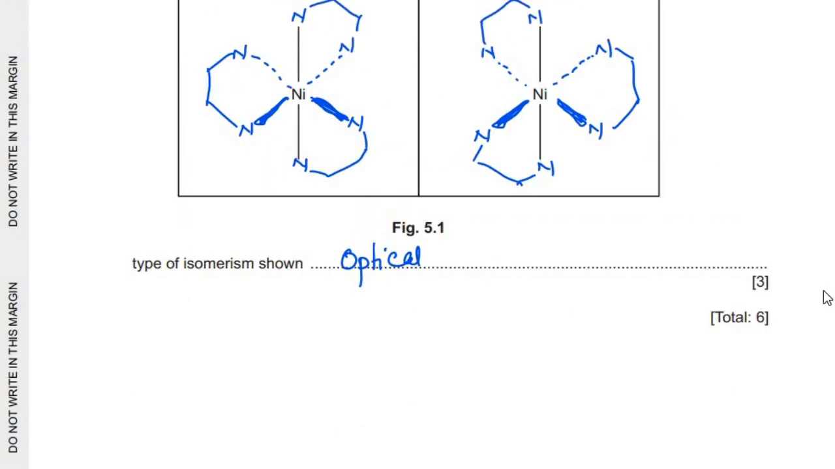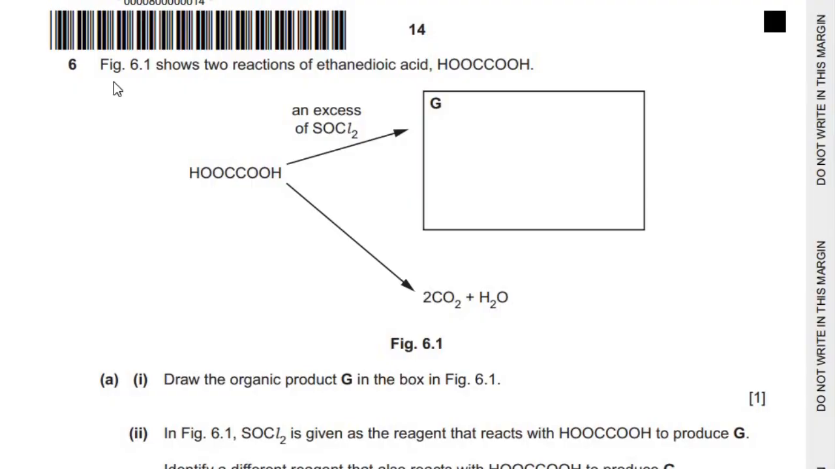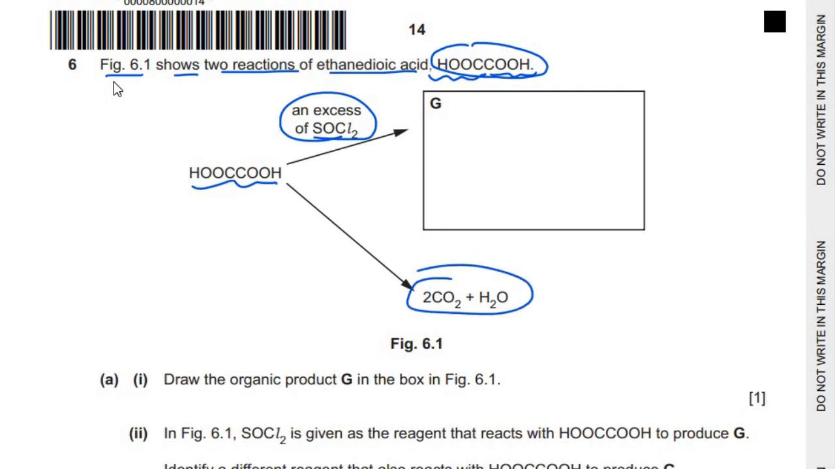So here our question 5 also ends. So let's see what is in the next question, question 6 here. Figure 6.1 shows 2 reactions of ethane dioic acid. Now ethane dioic acid is having 2 COOH groups on both sides. Okay, so here is the ethane dioic acid which is reacting with the SOCl2, and on the other side it's giving the products of carbon dioxide and water.